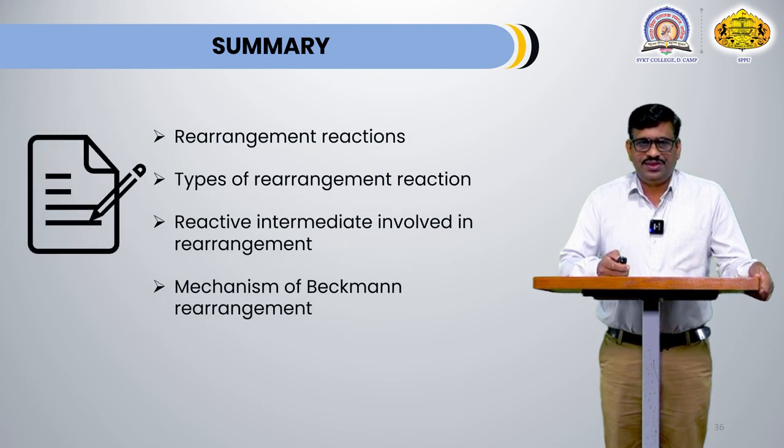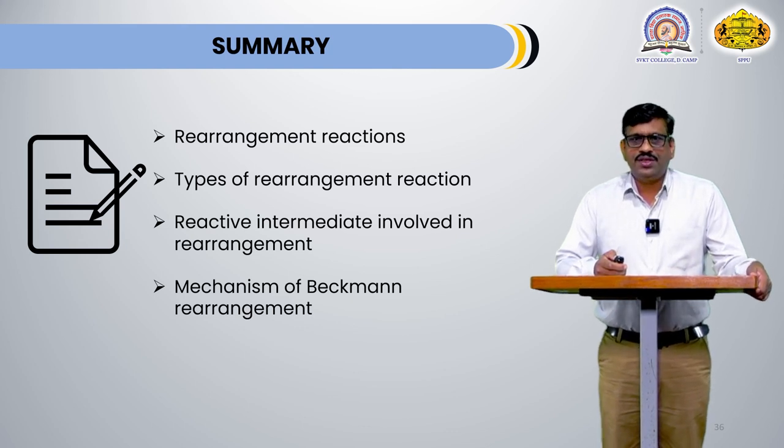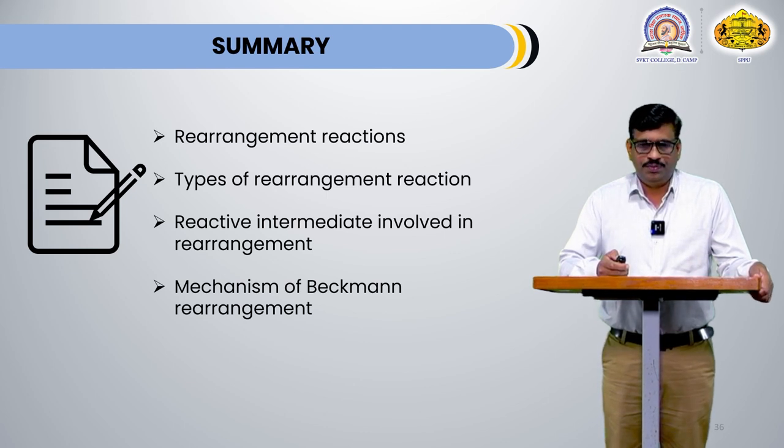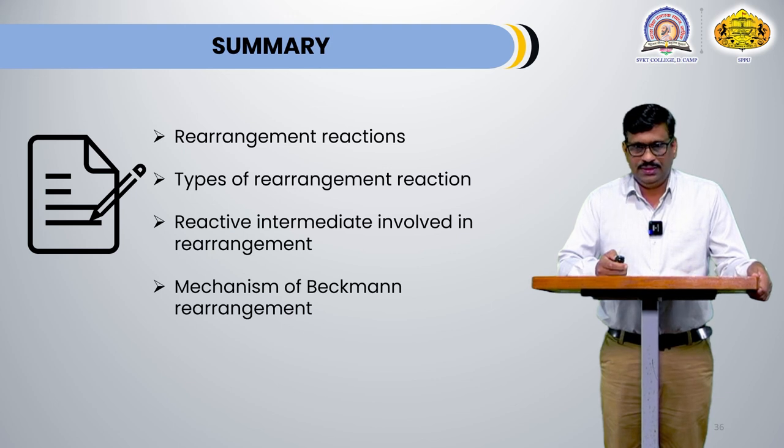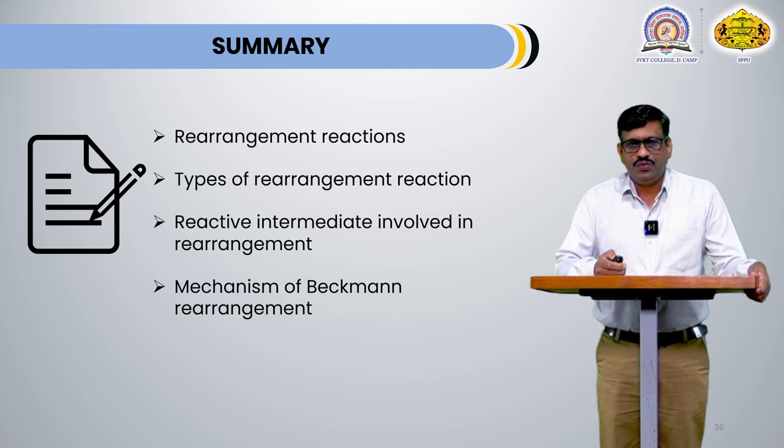Now, summary of this session. We started with rearrangement reaction. Definition of rearrangement reaction: a rearrangement reaction is a reaction in which the carbon skeleton undergoes changes or the functional group undergoes changes. Sometimes the carbon skeleton as well as the functional group of the molecule undergo changes. In rearrangement reaction, there is migration of one group from one place to another place. Types of rearrangement reaction: we have seen 1-2 rearrangement reaction, pericyclic rearrangement reaction, and sigmatropic rearrangement reaction.